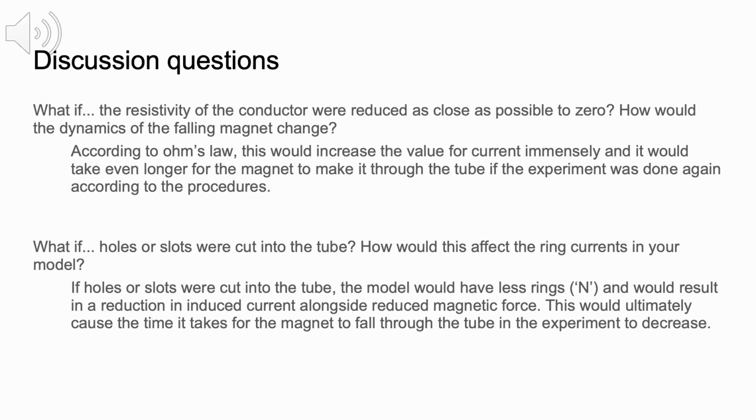What if holes or slots were cut into the tube? How would this affect the rings? And how would it affect the currents induced in the rings? If holes or slots were cut into the tube, the model would have fewer rings, hence a smaller n value, and would result in a reduction in the induced current alongside reduced magnetic force. This would ultimately cause the time taken for the magnet to fall through the tube in the experiment to decrease.